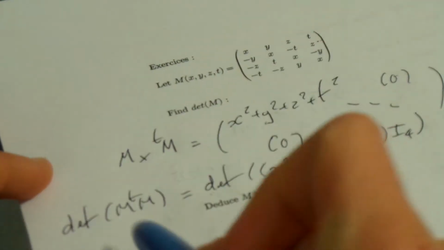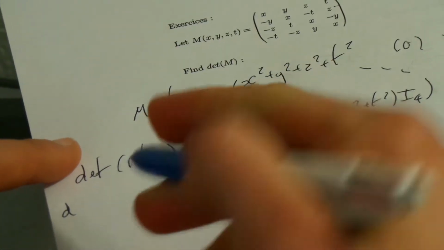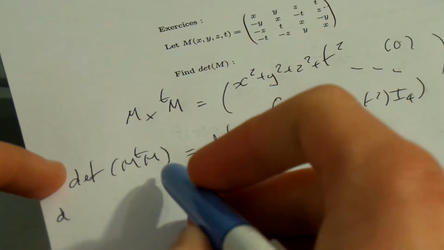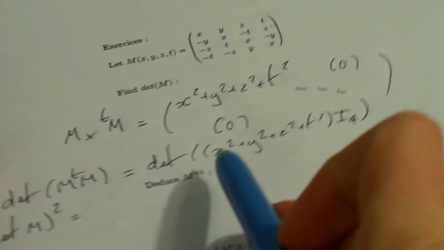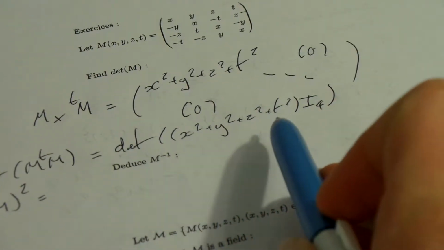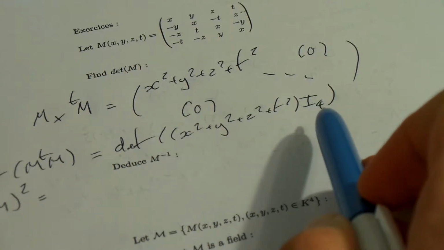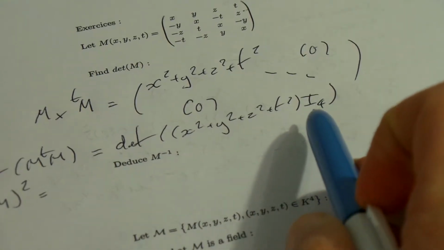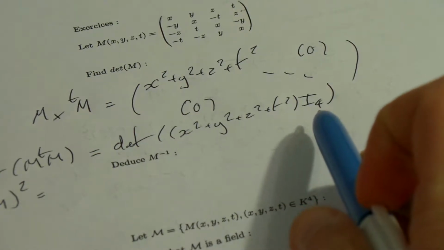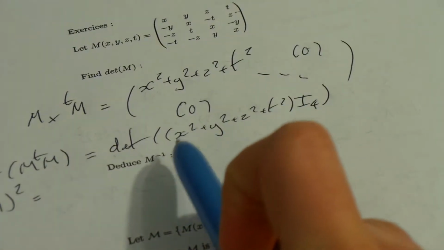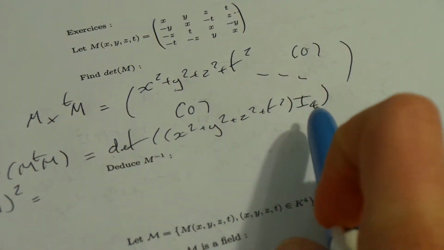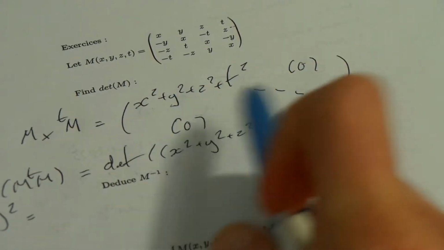However, you know that the determinant of A times B is the determinant of A times the determinant of B. And moreover, you know that the determinant of the transpose of a matrix is the determinant of that matrix. They're equal. So that means that the determinant of M all squared is the determinant of x squared plus y squared plus z squared plus t squared times the identity of size 4. However, the determinant of the identity of size 4 is going to be 1, and since you know that the determinant is multilinear, you can take this expression out and raise it to the power of 4, because there are 4 times that expression on this matrix.